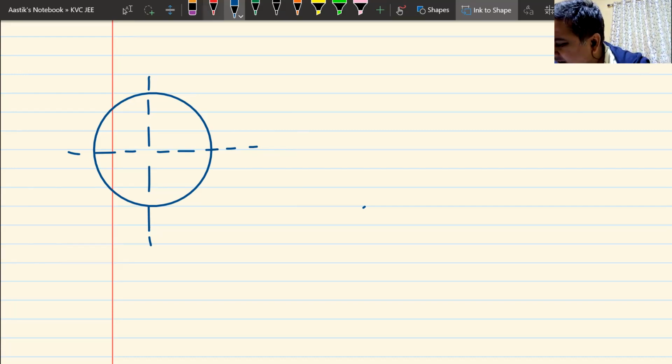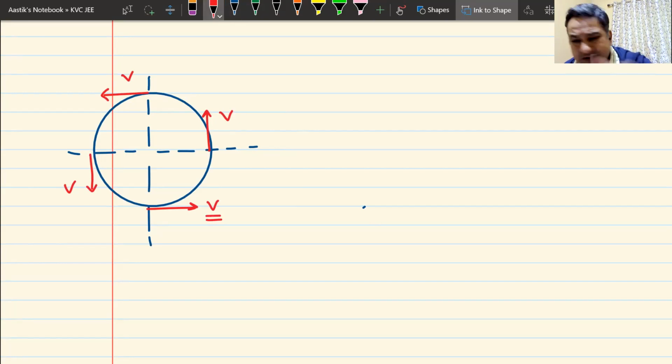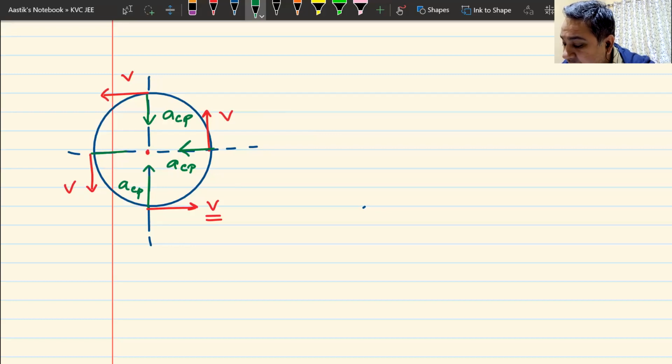Okay, but I just give you a brief idea. In circular motion, the particle moves like this. And if the speed v is constant, it is known as uniform circular motion. Now in this circular motion, we have an acceleration which is always pointing towards the center, and that is known as centripetal acceleration. Centripetal means seeking center, towards center. It's always toward the center of the circle.